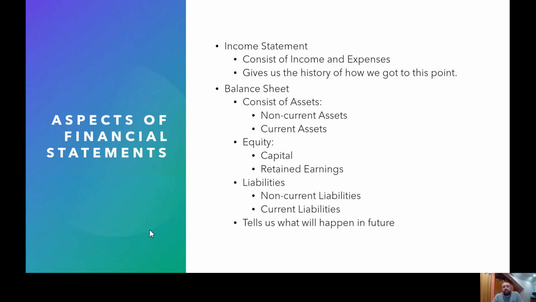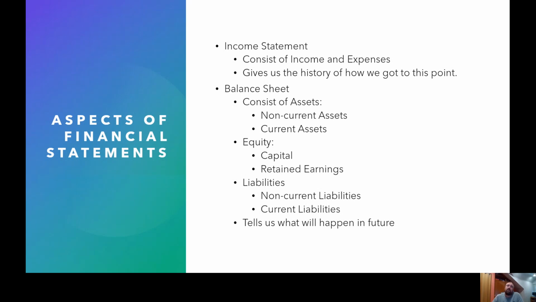And liabilities, we also have to split between non-current and current liabilities so that we can see what we have to pay off over the next 5 years or 10 years. And the current liabilities will basically show us what we have to pay off in the next month or two. So in effect, the balance sheet is telling us what will happen in future. For instance, if you've got a debtor as a current asset, that means that in future you will have money coming in from that debtor.